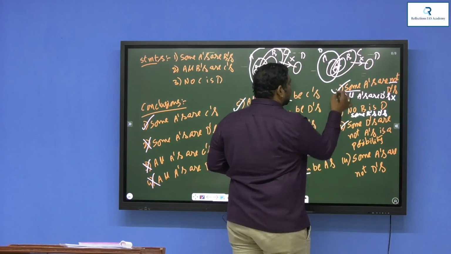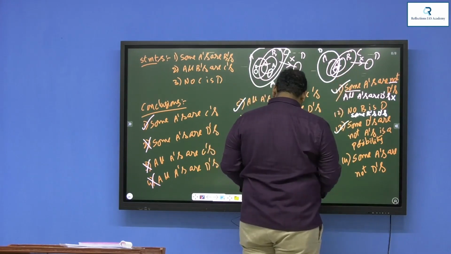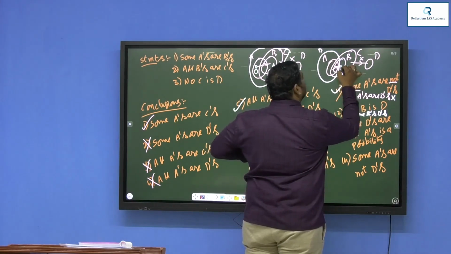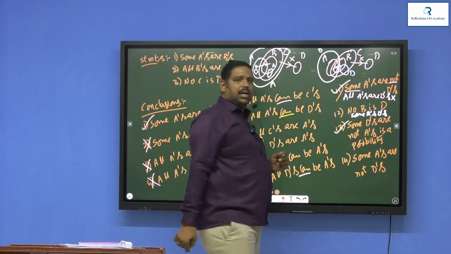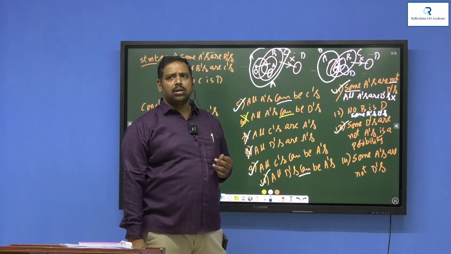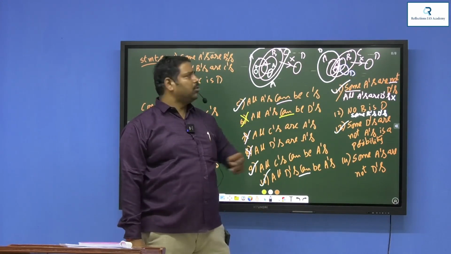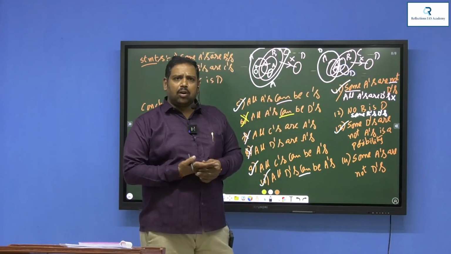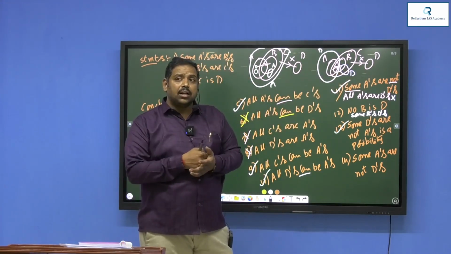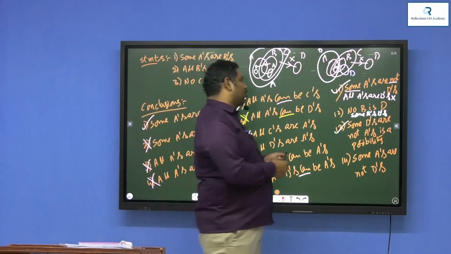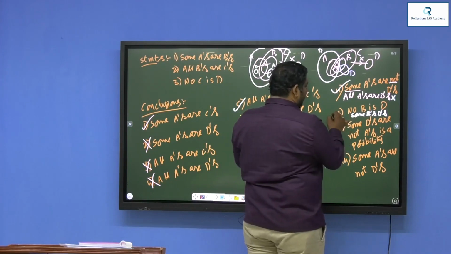Some B's are these means D should be written like this, right? If I write the D like this, is it contradicting with the given statements or not? C and D doesn't have any relation. It is forming some relation. Is it contradicting or not? Negation is contradicting. Means original is correct. So 12th one is correct.